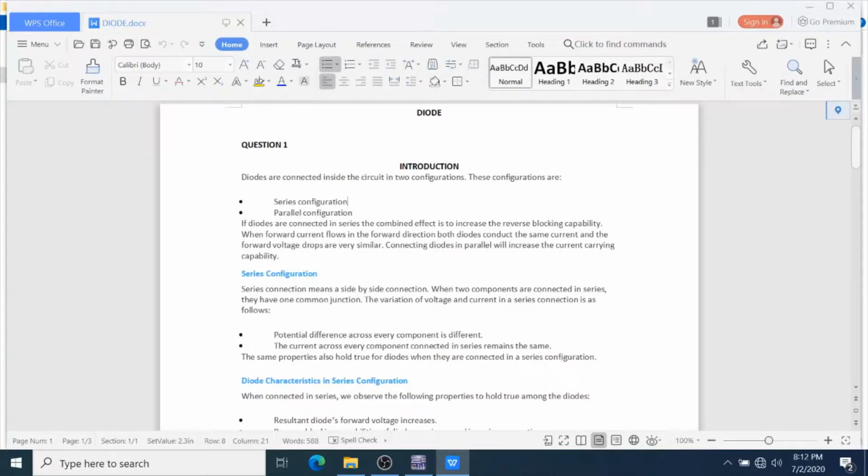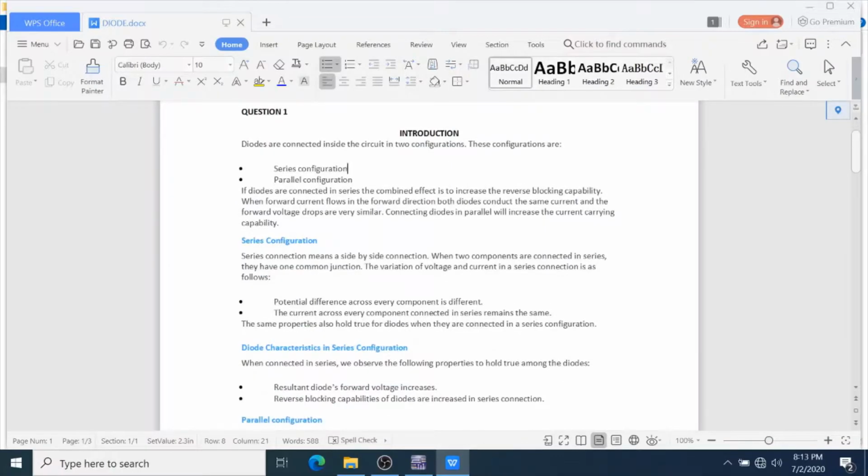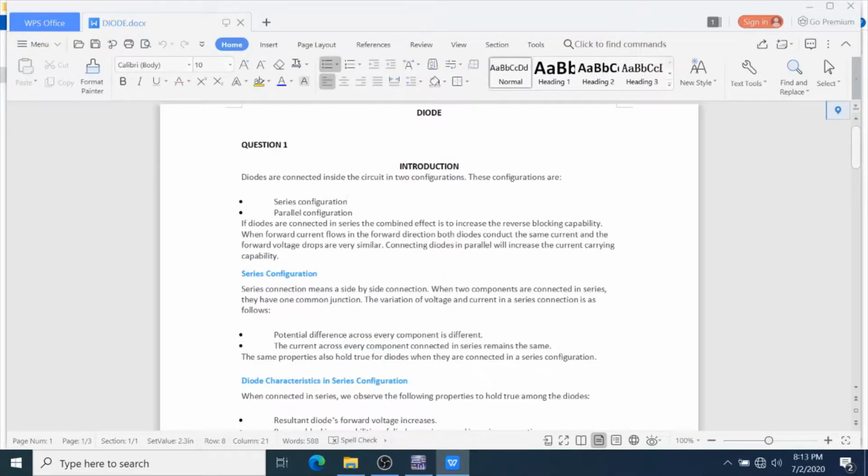If diodes are connected in series, the combined effect is to increase the reverse blocking capability. When forward current flows in the forward direction, both diodes conduct the same current and the forward voltage drops are very similar. Connecting diodes in parallel will increase the current carrying capability. But if we combine two of them, we will get both benefits.